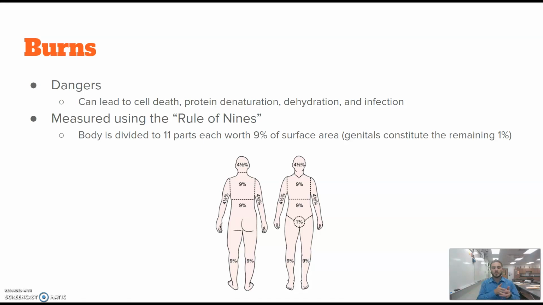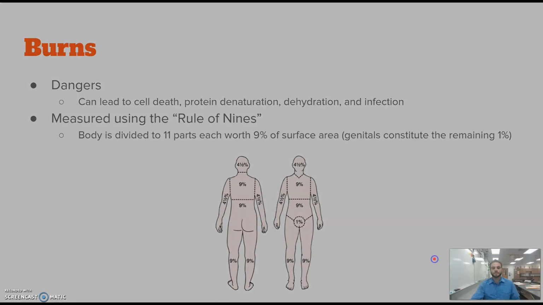When you get down to your legs, each leg is worth 18%, 9 on the front and 9 on the back. So together your legs make up a lot of your surface area at 36%. So if you have a burn that covers your entire legs, that's 36% is how we would roughly measure what percentage of you has been struck. And then lastly, you can see the 1% stemming from the genitals.